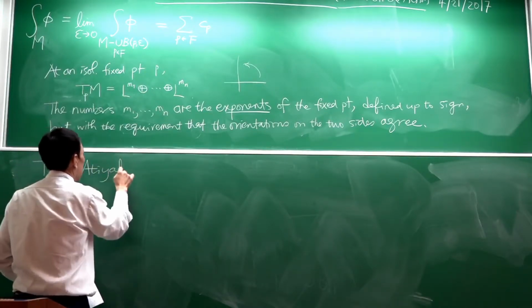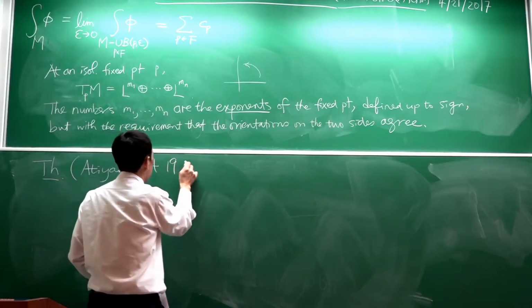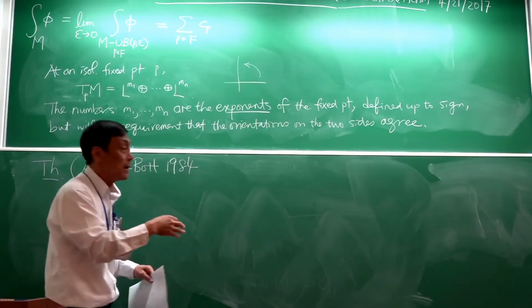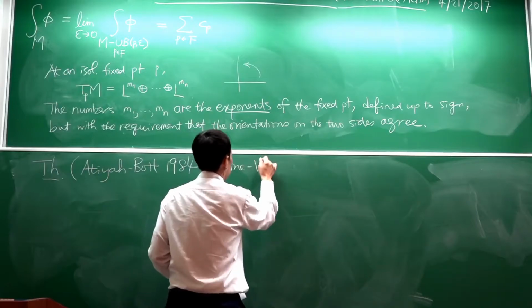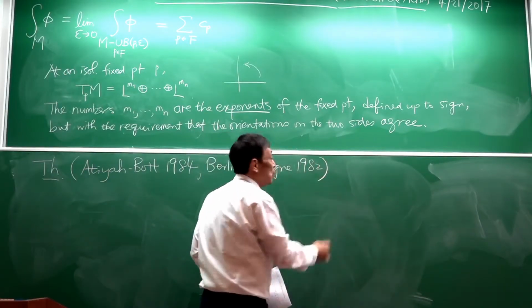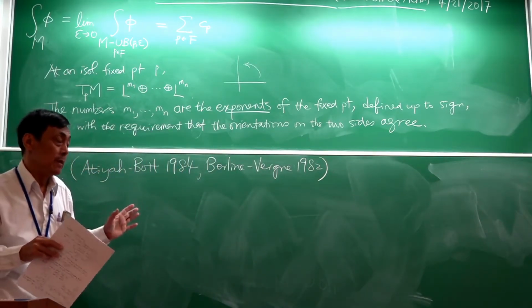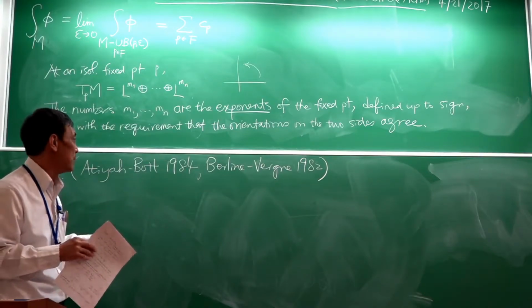This formula was discovered by Atiyah and Bott in around 1982, but they published it in 1984, and Berline and Vergne published it in 1982. But they're independent proofs of the same formula around the same time.